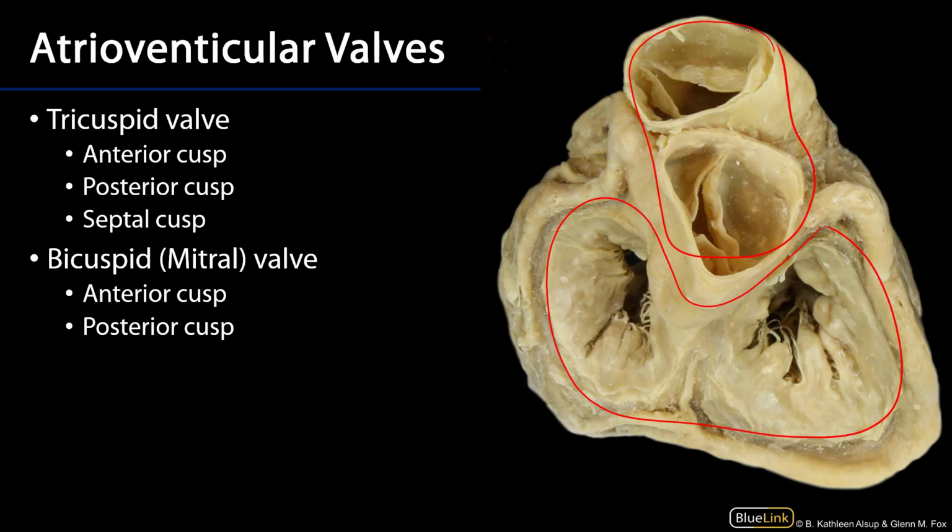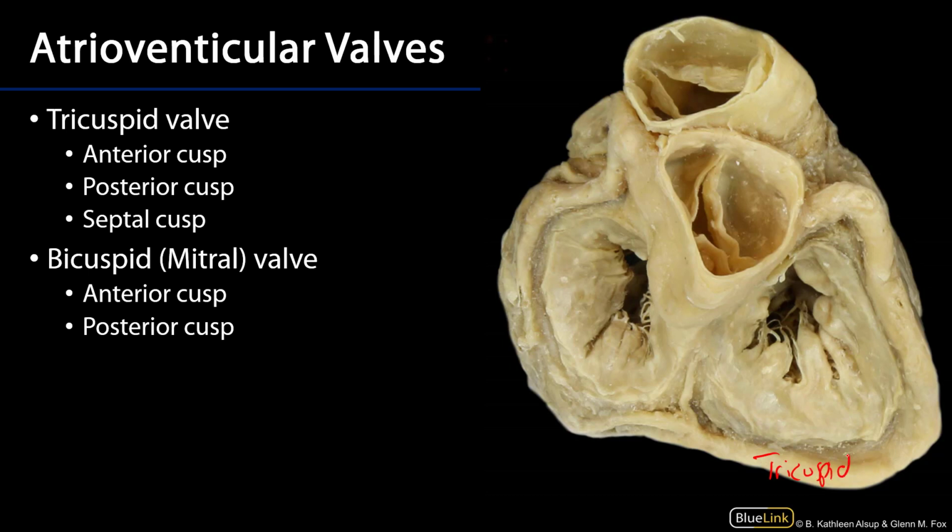So for instance, there is a semilunar pulmonary valve, which we can see anterior there, and a semilunar aortic valve, which we can see posterior there. So the atrioventricular valves, let's start with those. On the right side of the heart, we have the tricuspid valve. The tricuspid valve gets its name because there are three cusps. There is an anterior cusp, a posterior cusp, and a septal cusp.